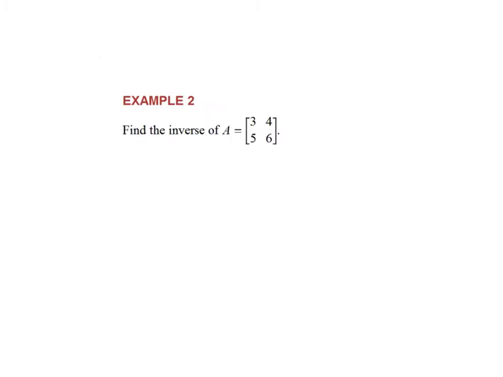Let's look at an example where we apply that formula from the previous slide. We're going to find the inverse of this matrix A, and our steps are as follows. First, we're going to find A times D minus B times C. Verify that that is not 0. This is A, B, C, D. All right, so we're going to take 3 times 6, which is 18, minus 5 times 4, which is 20. 18 minus 20 is negative 2, which is non-zero. Therefore, A inverse exists.